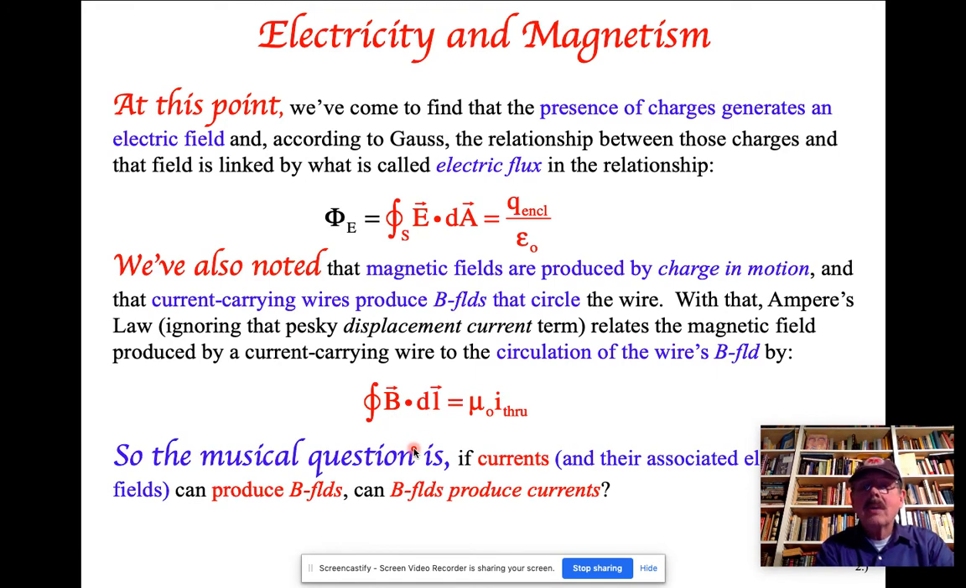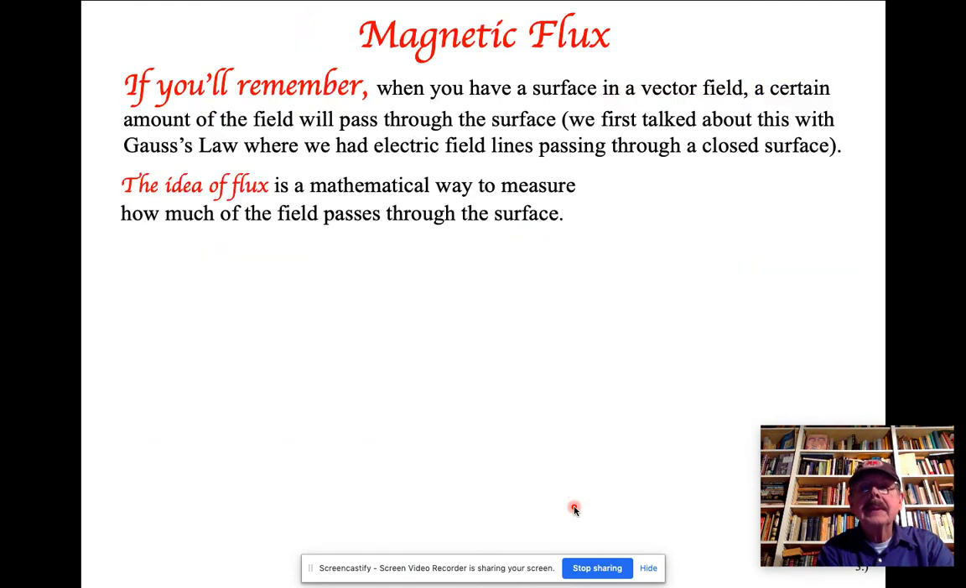So the question arises, if current carrying wires generate magnetic fields, is it possible to take a magnetic field and somehow or other with it produce a current? And so that's kind of where we're going with this next section.